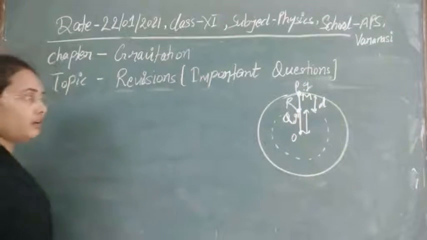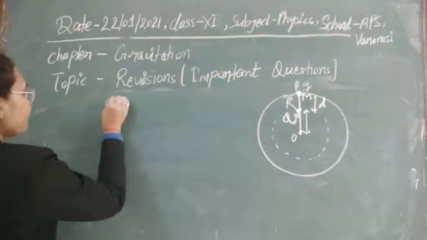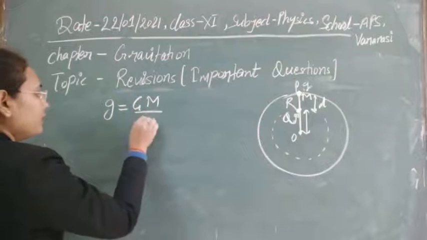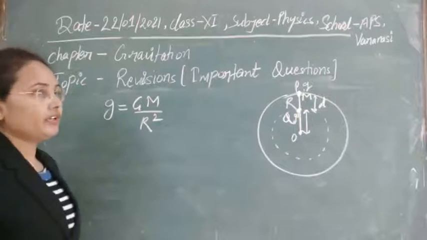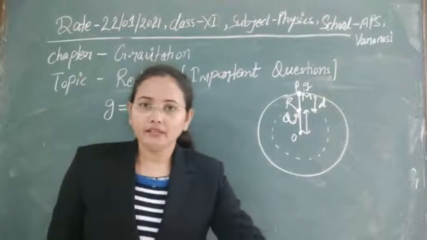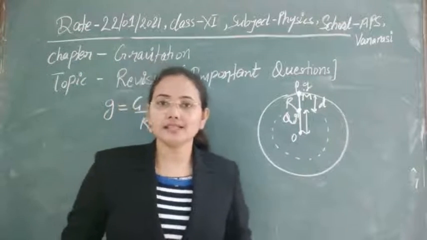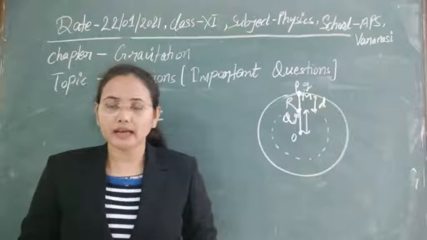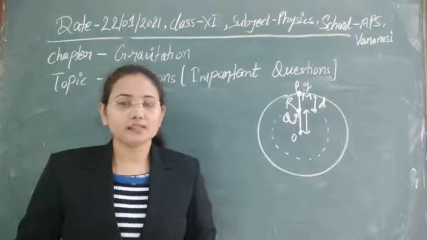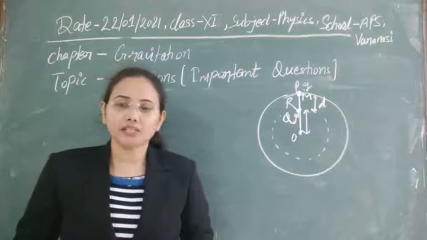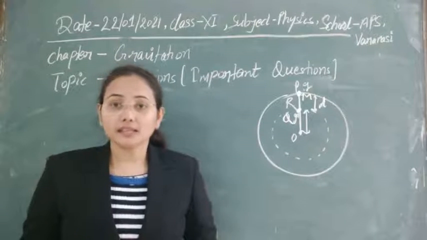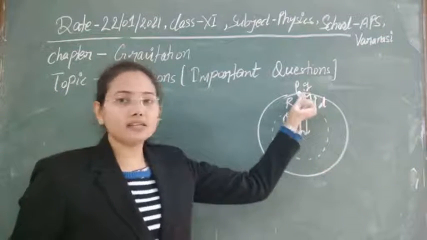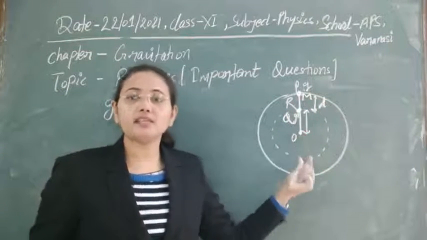So just first of all write down the value of g. So value of g, you know that is GM upon R square. Then here one thing is constant. Whenever we are going inside the earth, the density of earth is constant everywhere. Suppose the density of earth, meaning mass per unit volume, is equal to rho. Then at this point density will be constant, at this point density will also be constant.